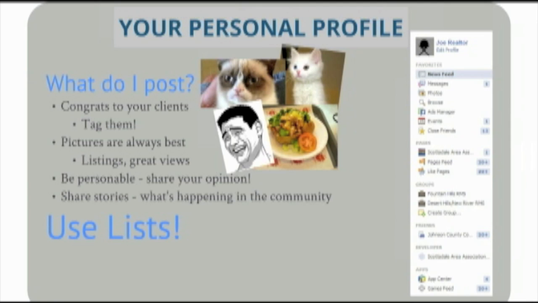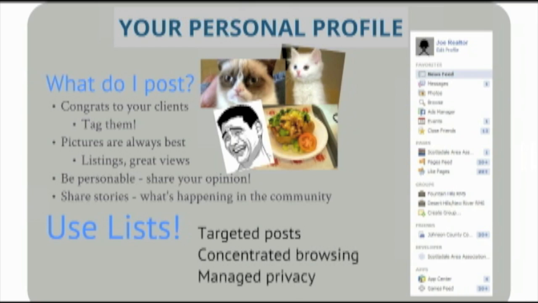I think one of the best kept secrets when it comes to Facebook in general, and especially for real estate, is the list function. So the list function on your personal profile on Facebook is great for 3 reasons. It helps you target your posts to the group that you want it to be targeted to. It helps you have concentrated browsing, so you're not spending all this time on Facebook and still missing some of those posts. And it also helps you manage your privacy. I talked about earlier, if you want to share pictures that are a little more personal or things that are a little more personal, kind of managing who that's shared with.